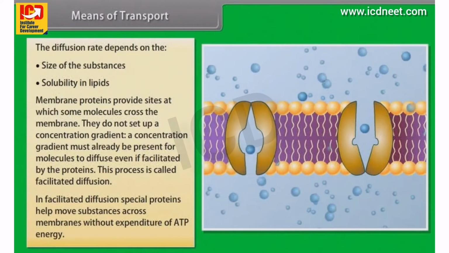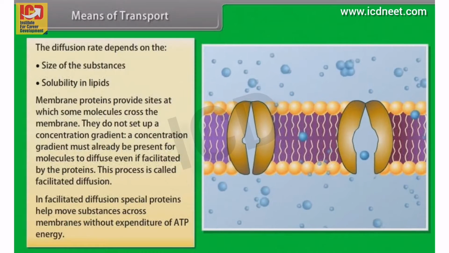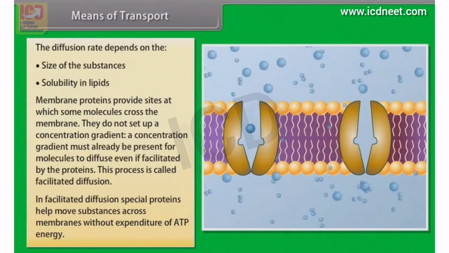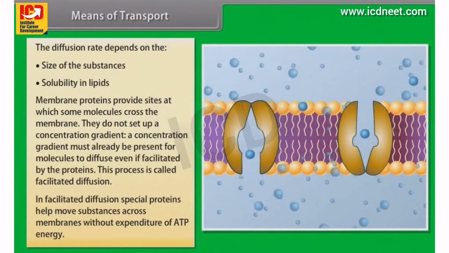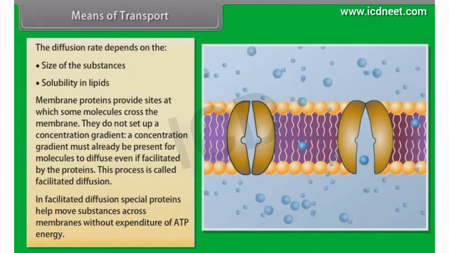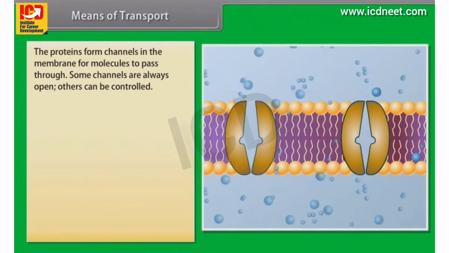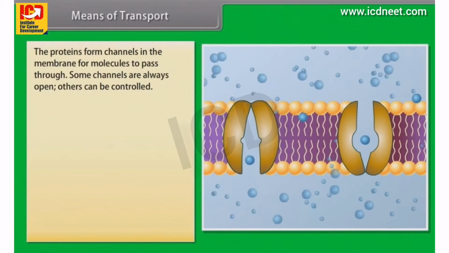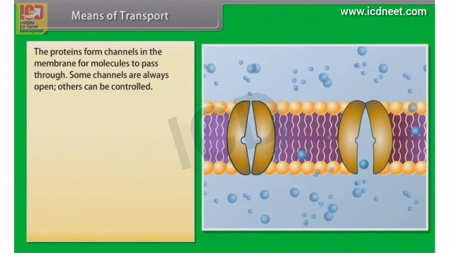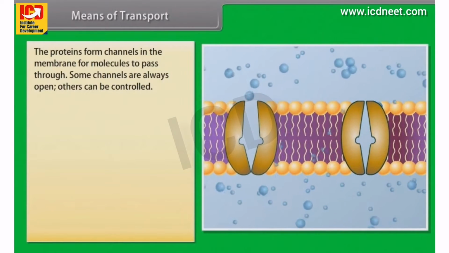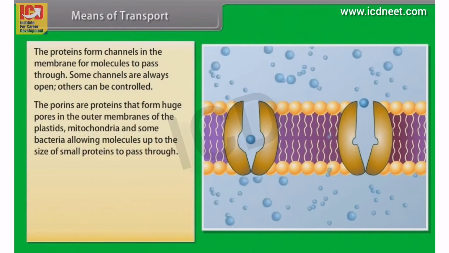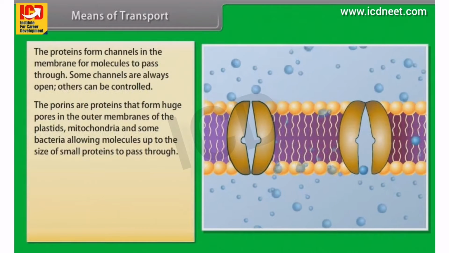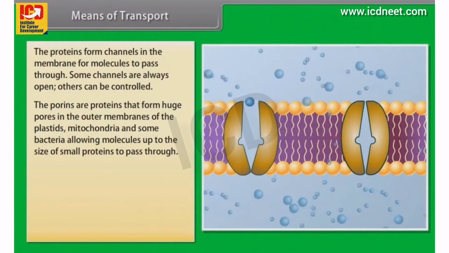In facilitated diffusion, special proteins help move substances across membranes without expenditure of ATP energy. Facilitated diffusion is very specific. It allows the cell to select substances for uptake. The proteins form channels in the membrane for molecules to pass through. Some channels are always open, others can be controlled. Some are large, allowing a variety of molecules to cross. The porins are proteins that form huge pores in the outer membranes of the plastids, mitochondria and some bacteria, allowing molecules up to the size of small proteins to pass through.